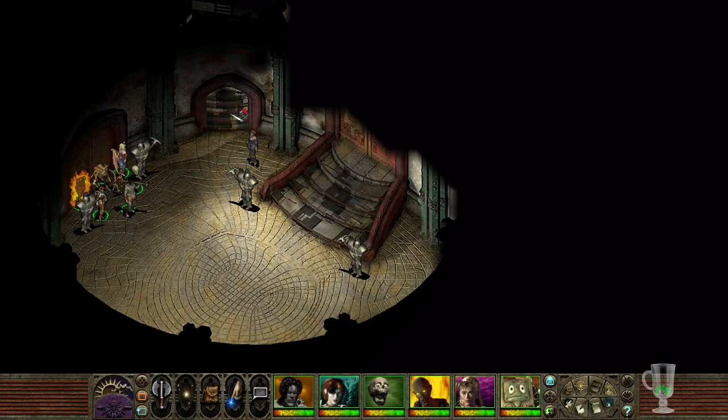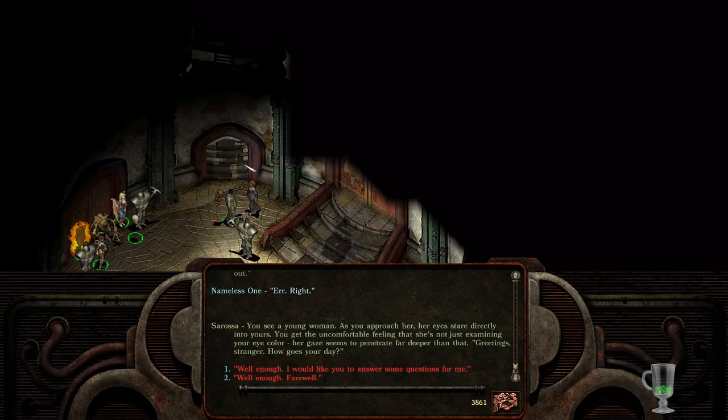Godsman Hall. The Rosa. You see a young woman as you approach her. Her eyes stare directly into yours. You get the uncomfortable feeling that she's not just examining your eye color. Her gaze seems to penetrate far deeper than that.